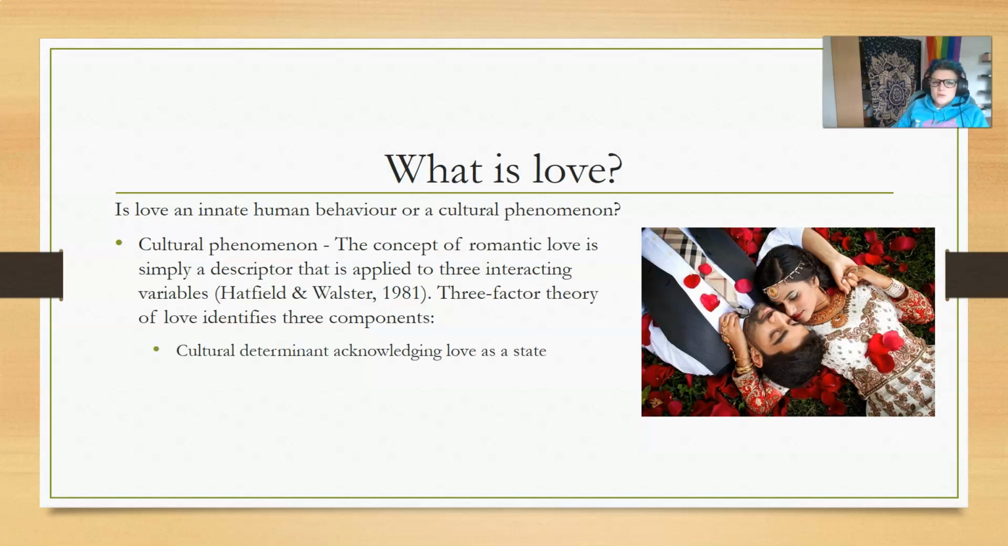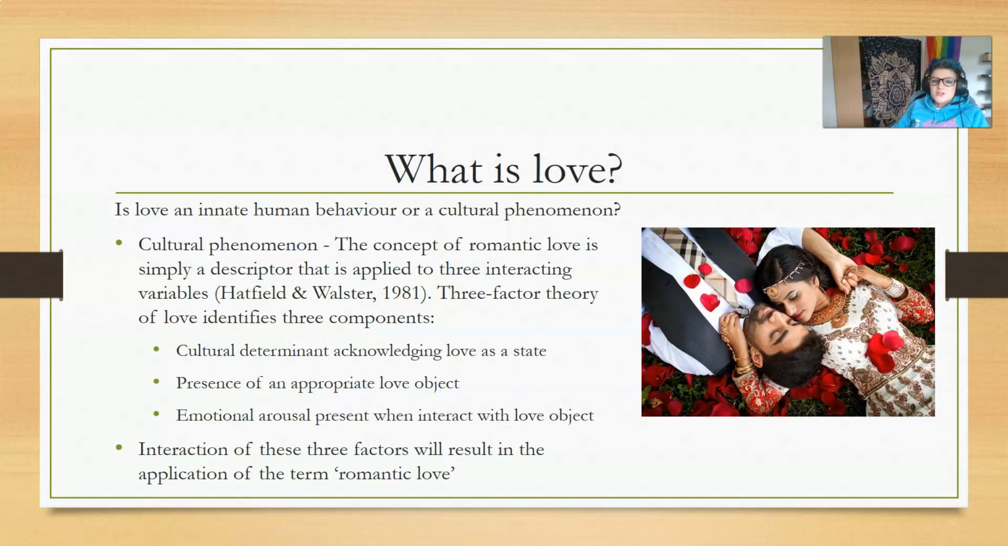The first is cultural determinants acknowledging love as a state. The second is the presence of an appropriate love object. And the third is emotional arousal when interacting with that love object. An interaction of these three factors will result in the application of the term romantic love. So of course we do need to have culture in order to have love, because without the acknowledgement that love is a state, we simply wouldn't be able to define it. Bit of a strange one, actually.